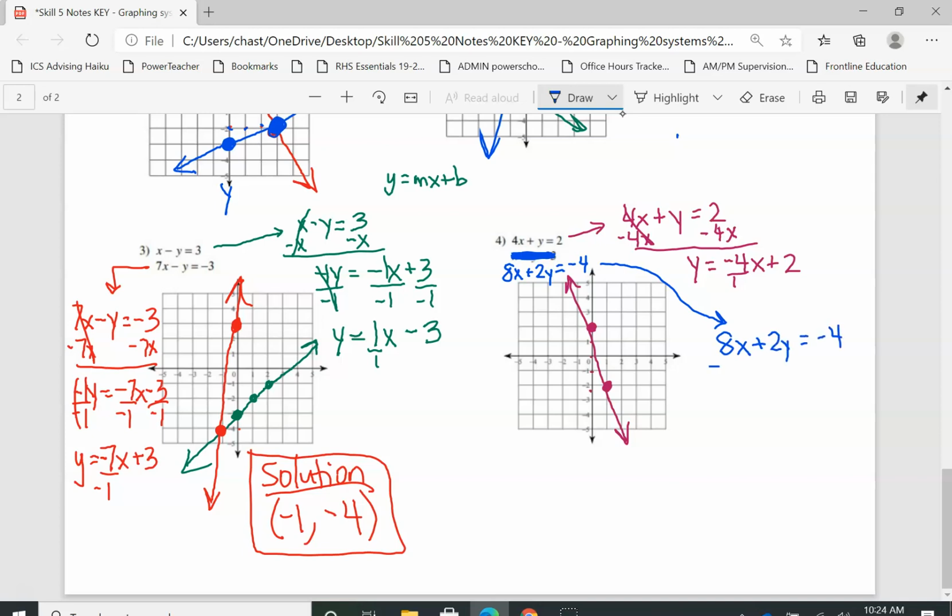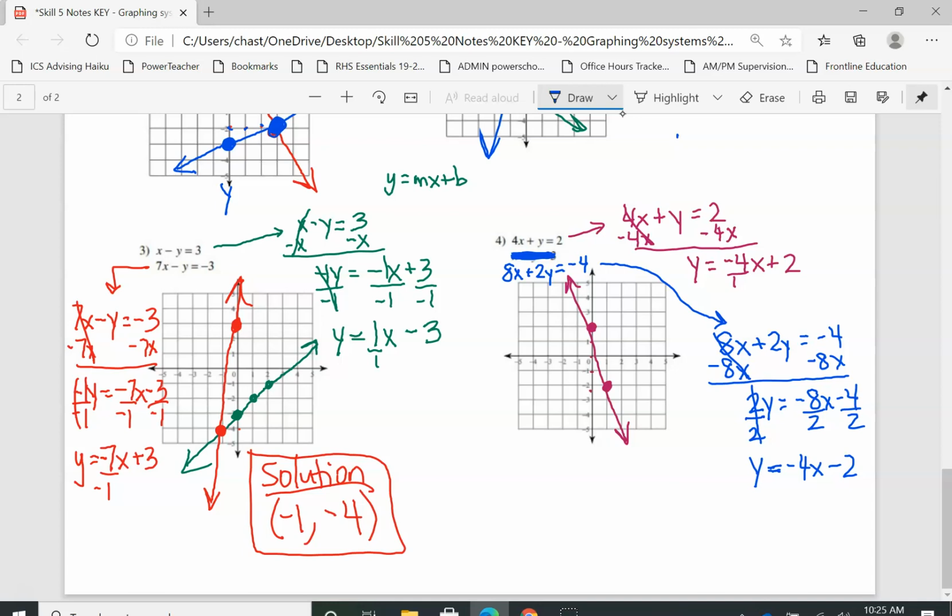So I'm going to solve this for y. I'm going to subtract 8x from both sides. And that gives me 2y equals -8x minus 4. Divide both sides by 2. We get y equals -4x minus 2.